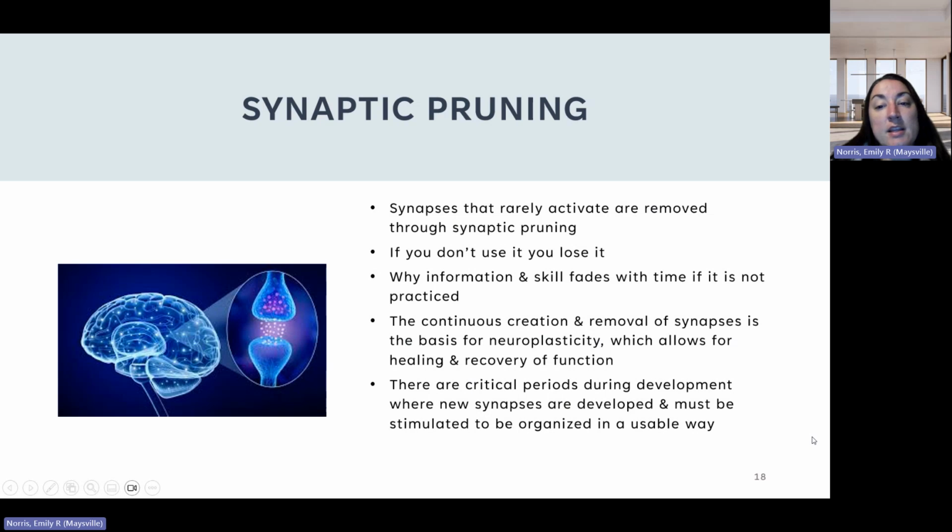Synapses that rarely activate are removed through synaptic pruning. So it's like if you don't use it, you lose it. If you're not practicing that skill, eventually it's going to be pruned away. May not be completely lost, but it will be less present, and when you're able to do something really well, less well.